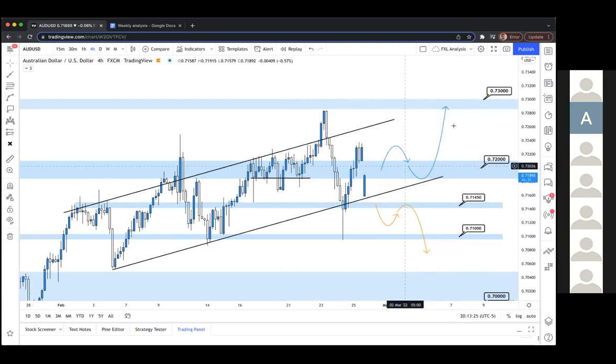If this does fail to continue with this bullish channel, look for price action to drop below 0.7145, this zone here, where we've seen it act as support multiple times. And it's kind of like the mid zone for this channel. So this would be a good area to see that transition take place, right?